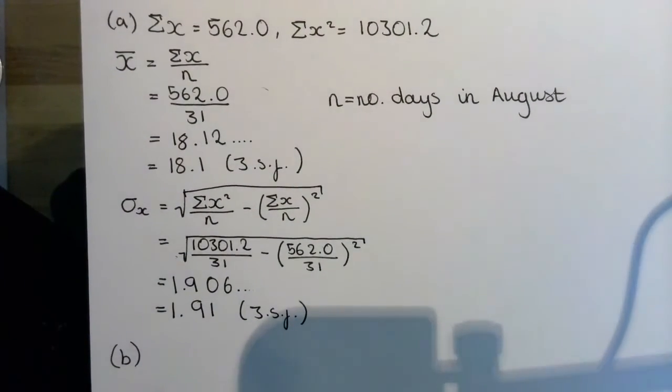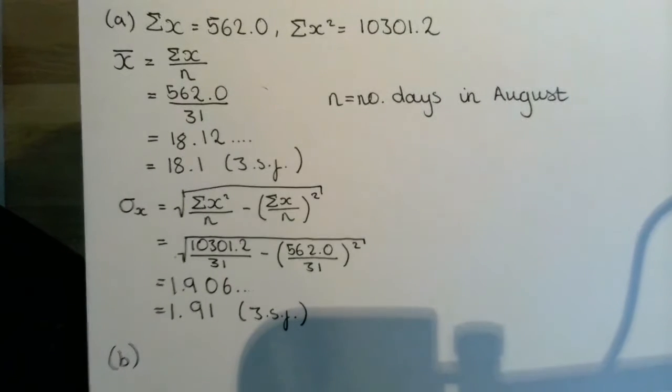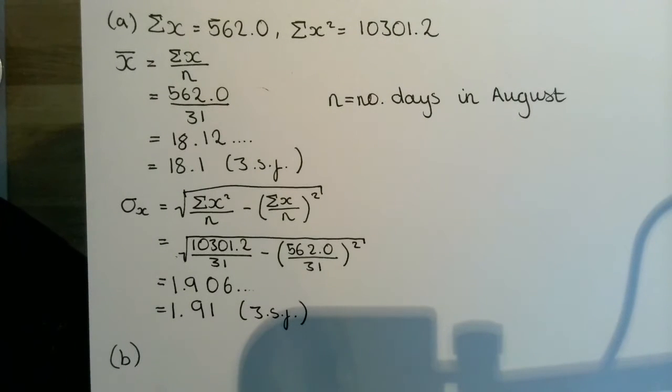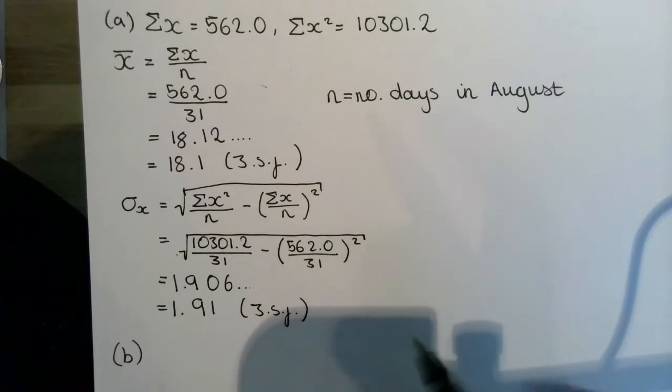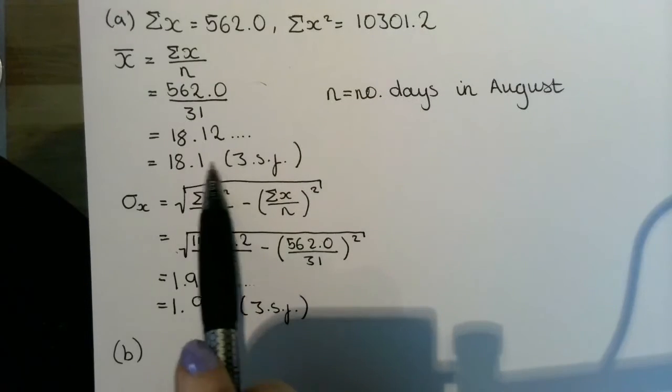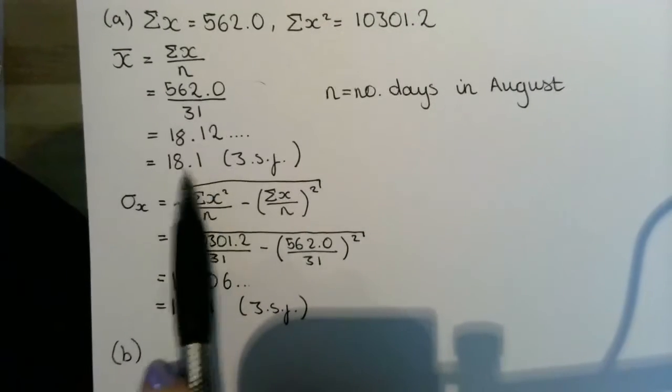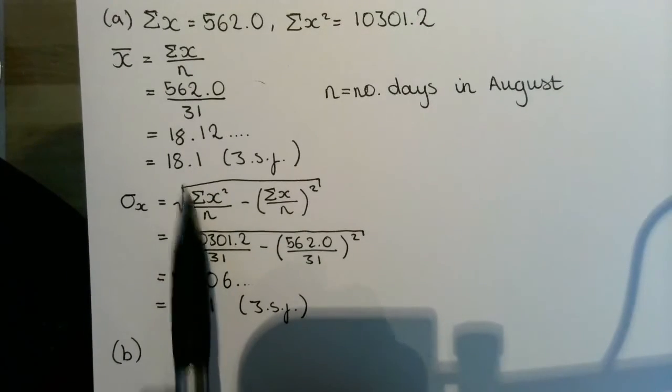Part B, it says that for Leeming, the mean temperature was 15.6 degrees Celsius with a standard deviation of 2.01. So we're going to compare the data for the 2 locations using the information given. So we can compare the measure of location. So for Heathrow, we had a measure of location of 18.1.